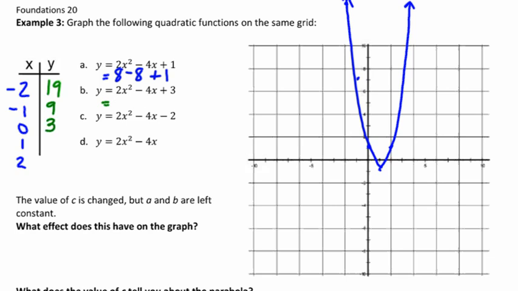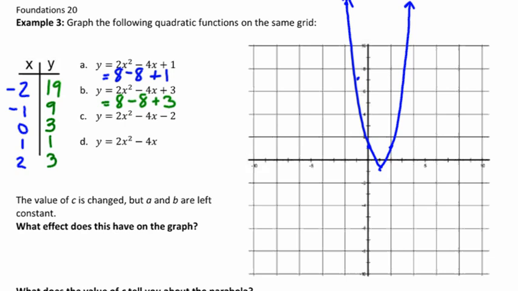1 squared times 2 is 2. Minus 4 times 1 is 4. Plus 3. 5 minus 4 is 1. And then plugging in our last point, 2. 2 squared is 4 times 2 is 8. Minus 8 plus 3, we have our 2 and 3.